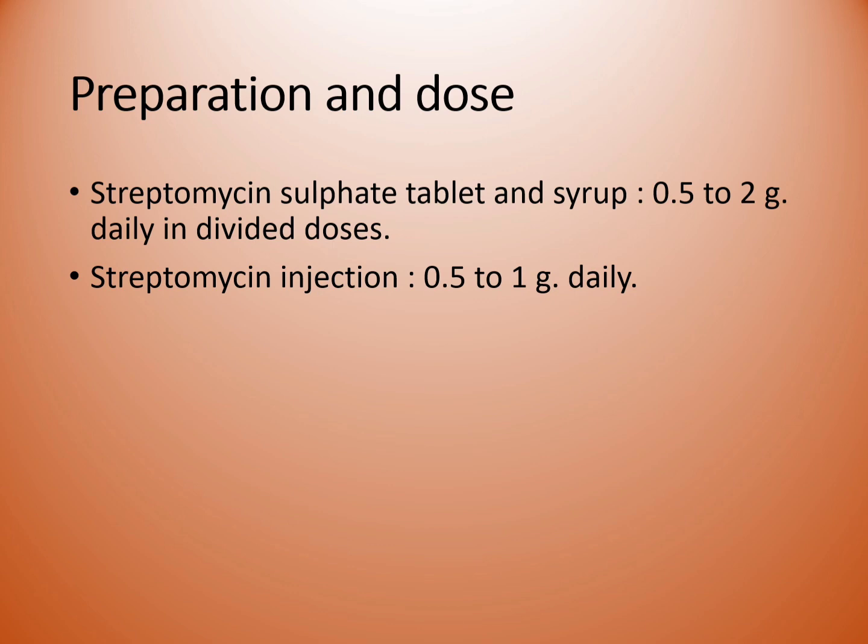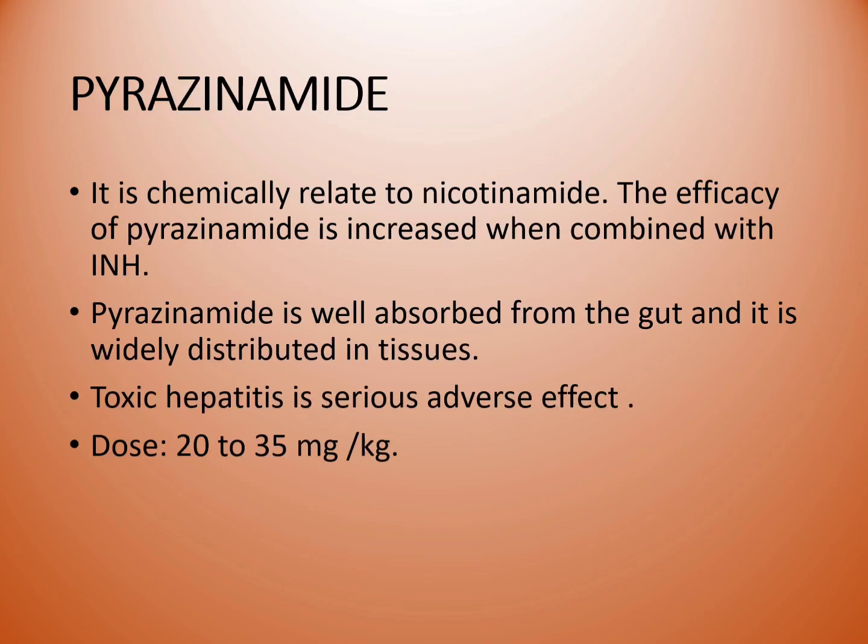Preparation and dose. Streptomycin sulfate is available as a tablet and also as a syrup. Daily dosage in oral form is 0.5 to 2 grams, and in injection form 0.5 to 1 gram daily.